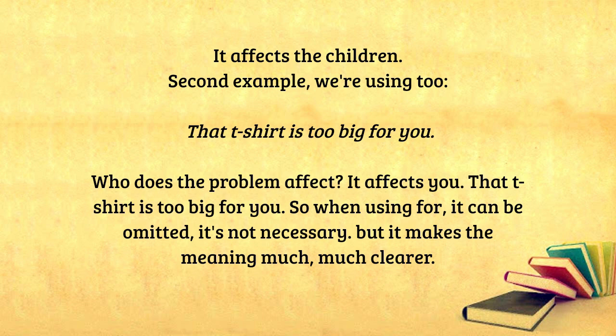Second example, we're using to. That t-shirt is too big for you. Who does the problem affect? It affects you. That t-shirt is too big for you. So when using for, it can be omitted. It's not necessary, but it makes the meaning much clearer.